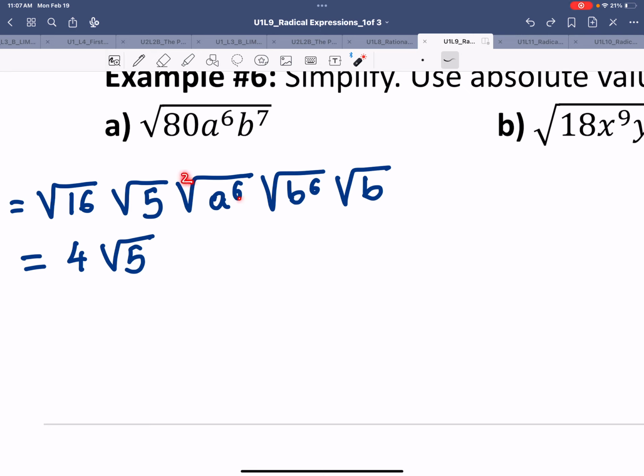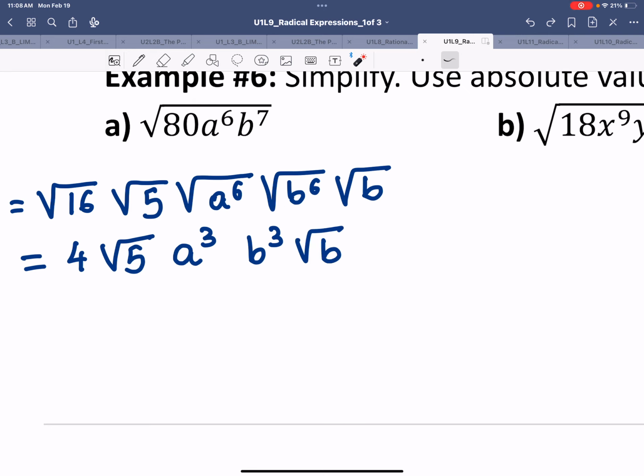The square root of a to the power 6, that's a to the power of 6 over 2. So that means a to the power 3. The square root of b to the power of 6, that's 6 divided by 2, the power, so that's b to the 3. And then the square root of b.